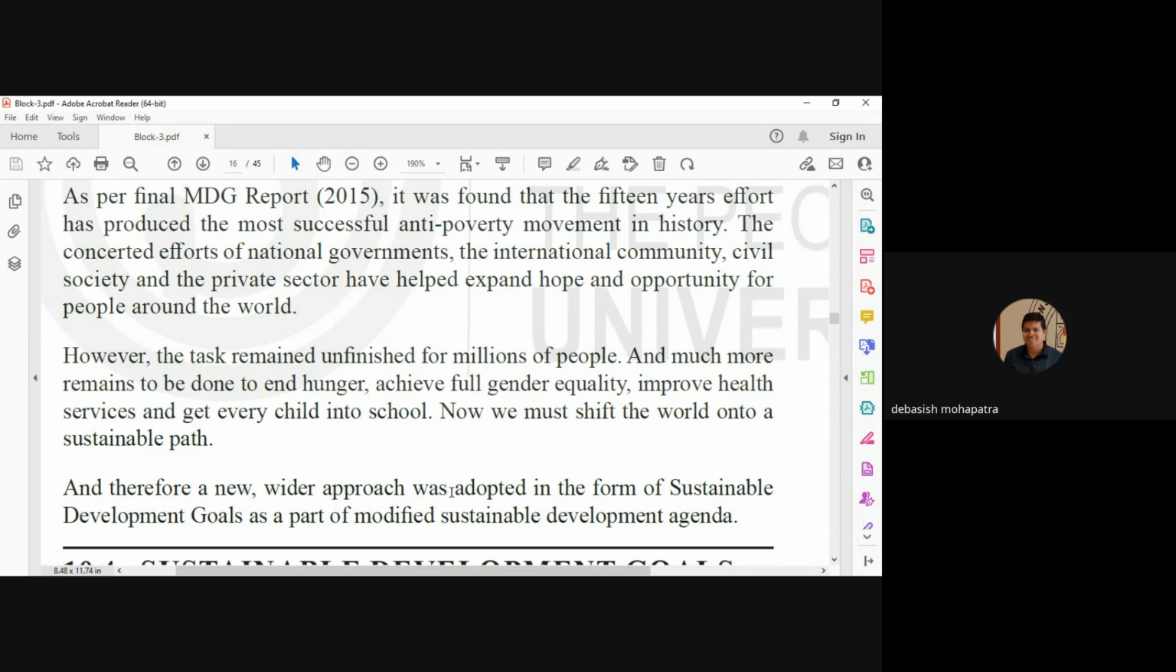Much more remains to be done to end hunger, achieve full gender equality, improve health services and get every child into school. Now we must shift the world onto a sustainable path, and therefore a new, wider approach was adopted in the form of the Sustainable Development Goals as a part of a modified Sustainable Development Agenda.